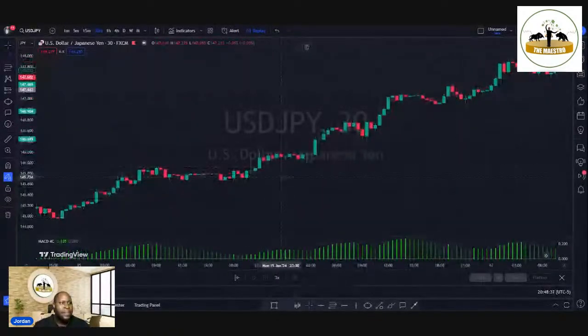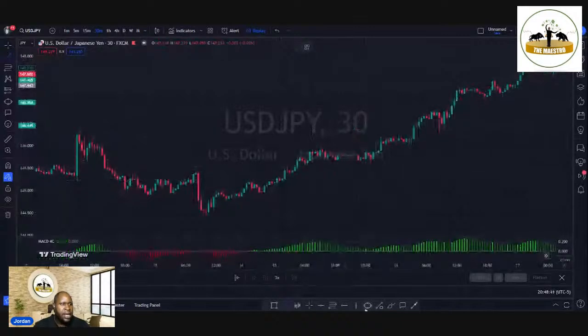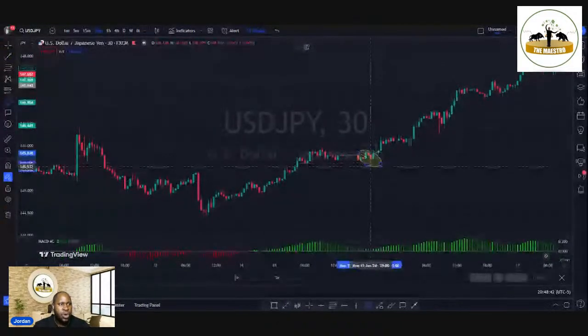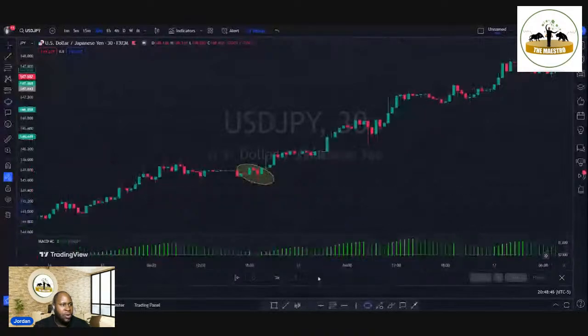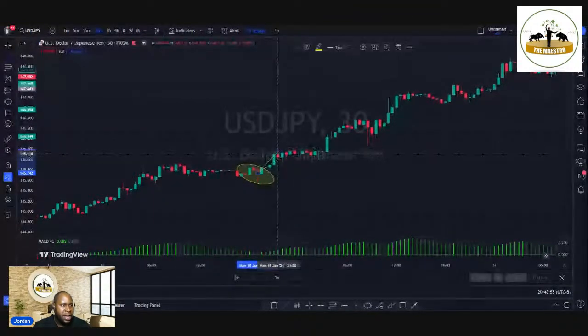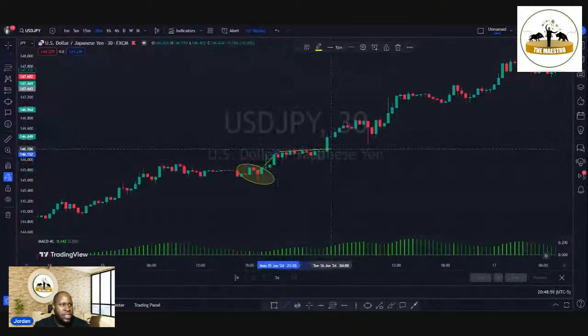So I'm going to start from this point over here, just to show you real quick. I'm going to go through it quickly because I know time is running and I don't want to bore you guys. But look, from this, I have an uptrend, a short move to the upside. I have price that is starting to retest over here.